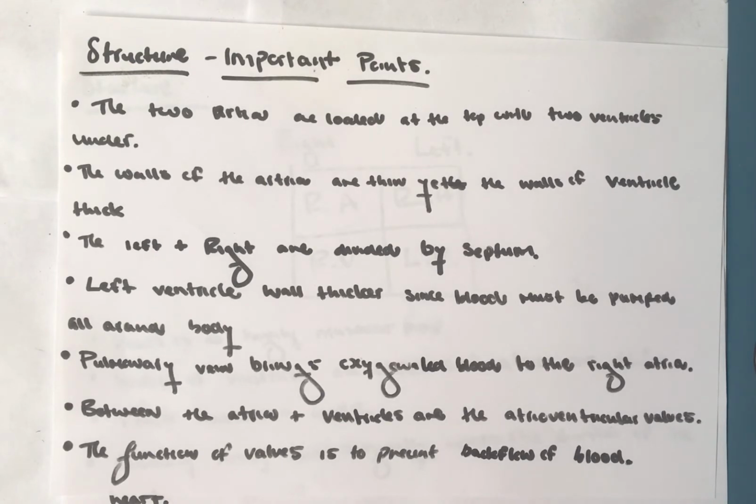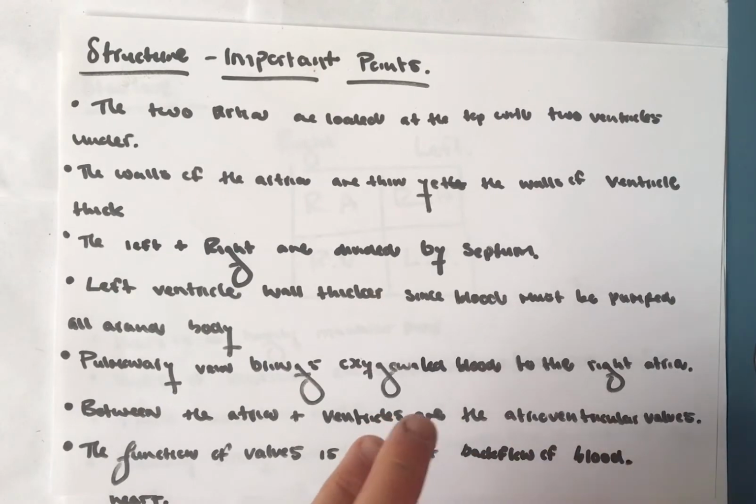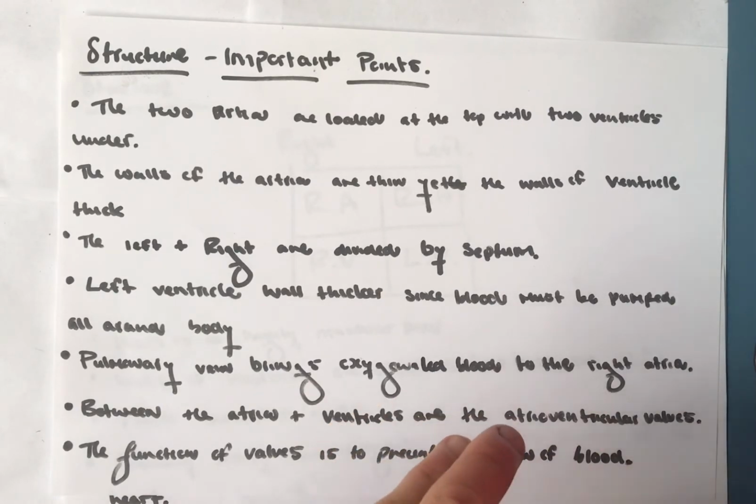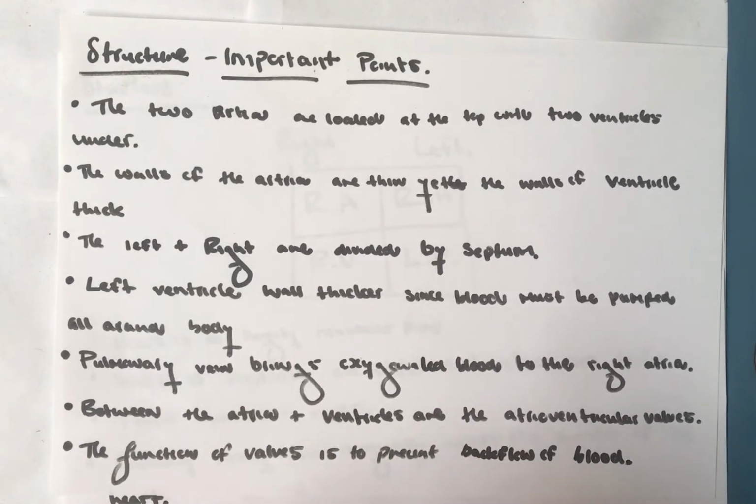Between the atria and the ventricles, there are what's known as atrioventricular valves, and these are used to prevent the backflow of blood. Within veins, because veins usually carry deoxygenated blood around the body, they often have valves to prevent backflow. However, as arteries carry oxygenated blood, this blood is usually under high pressure, and therefore no valves are needed.